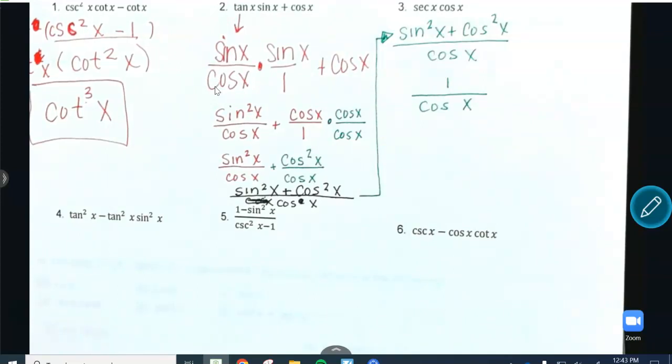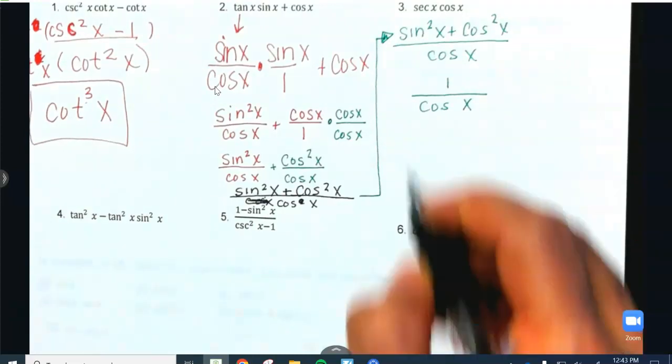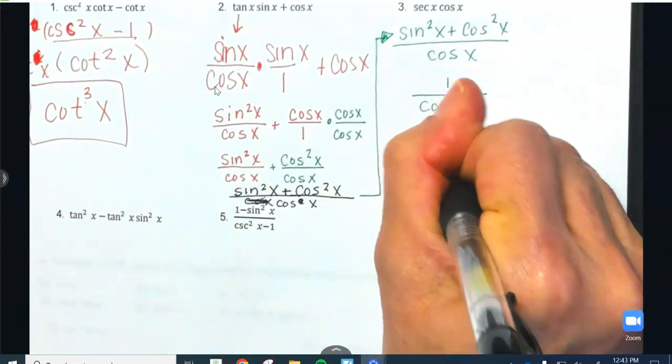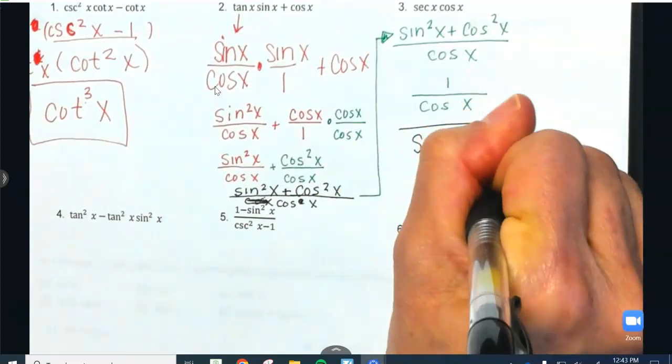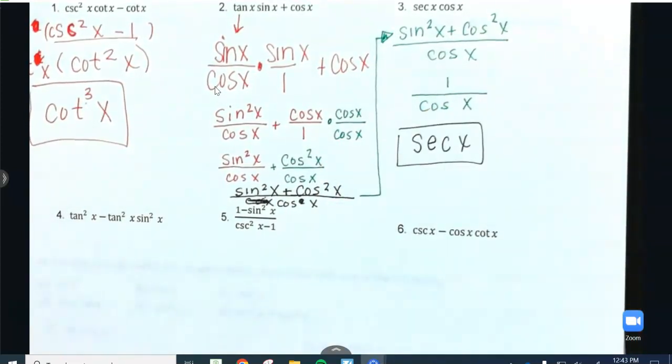Still not done. You can even make this look better. You can rewrite that without a fraction bar at all. What's the reciprocal of cosine x? Secant. So when I flip this, the reciprocal of this is secant. So the cleanest answer, no fractions, no plus signs, is just secant x. That's number 2. We're just going to go in order.